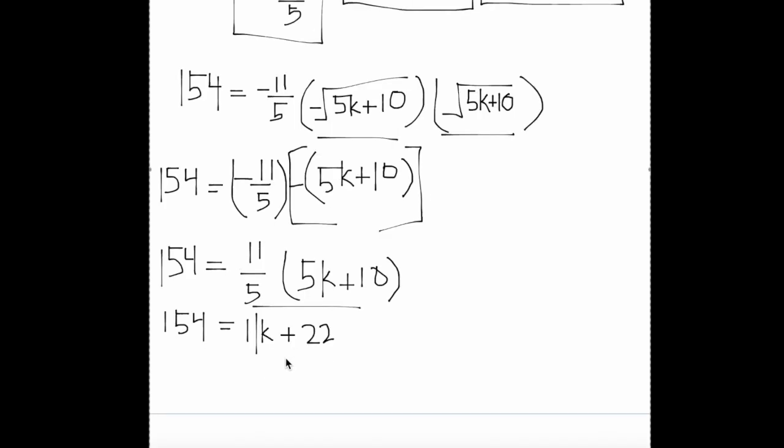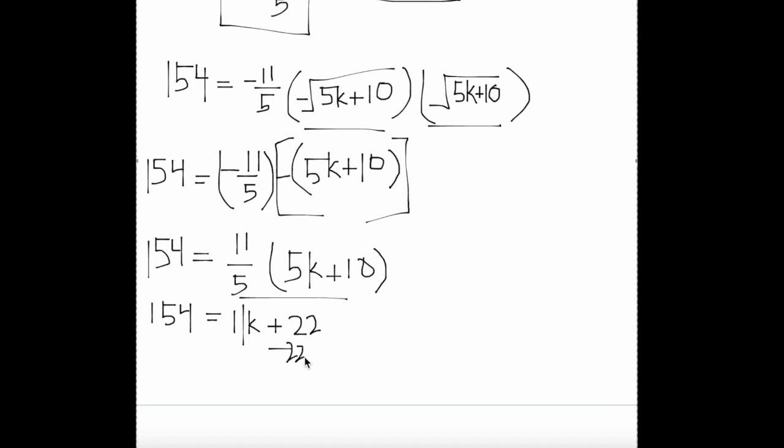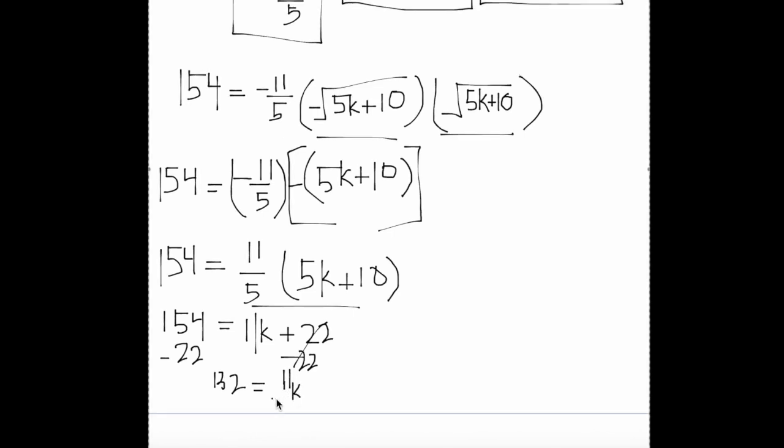At this point, we just solve for k. And finally, we divide both sides by 11 to get k. K is equal to 12. And that is our final solution.